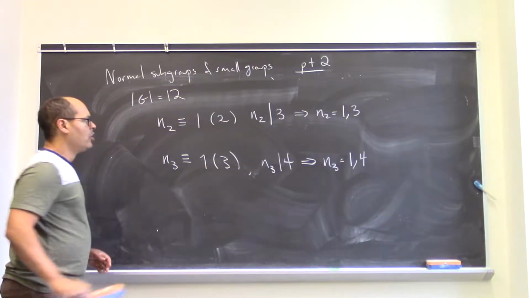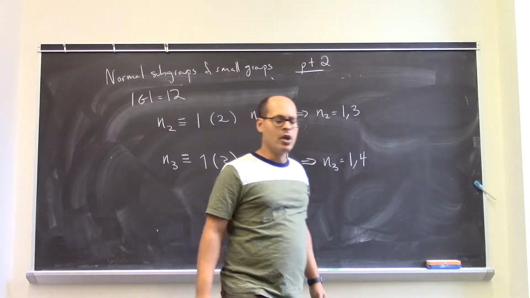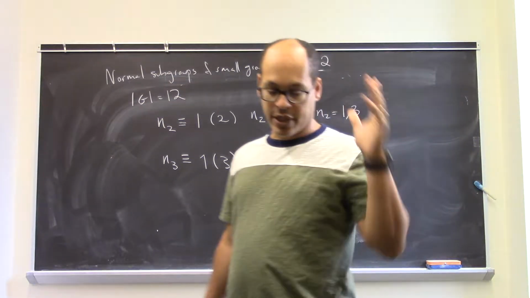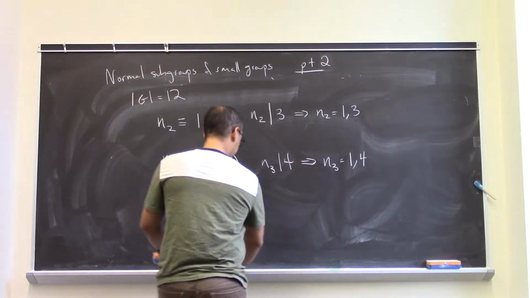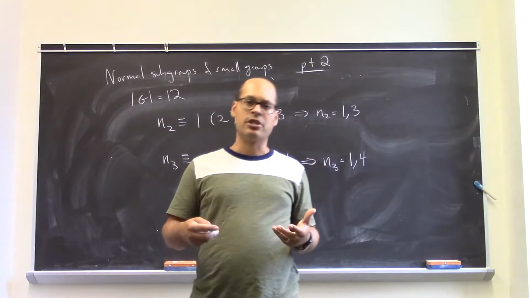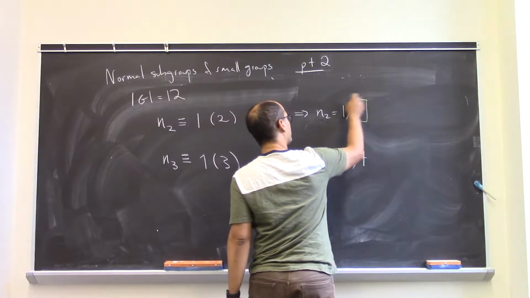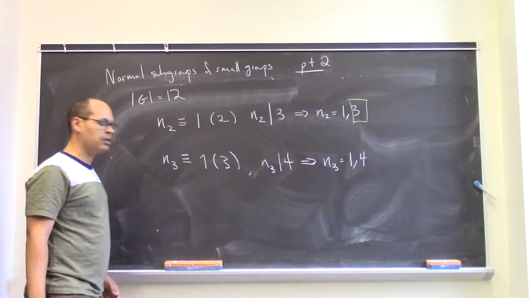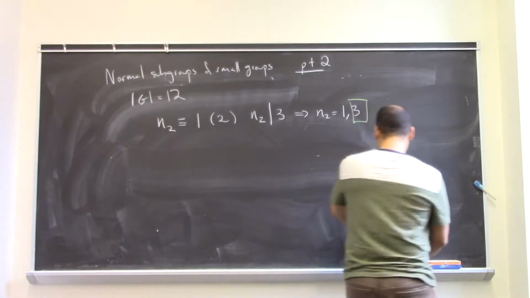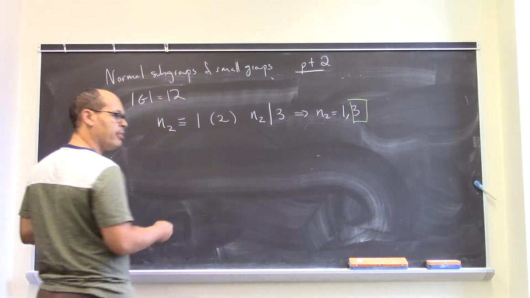So 3 is a small number. Let's focus on this case: either the number of 2 Sylow subgroups is 1 or 3. If it's 1, we have a normal subgroup of order 4, and we consider that victory. Otherwise, we have 3 distinct Sylow subgroups, 3 distinct subgroups of order 4. But they're all conjugate, and G, therefore, acts on these 3 Sylow subgroups by permuting them by conjugation.